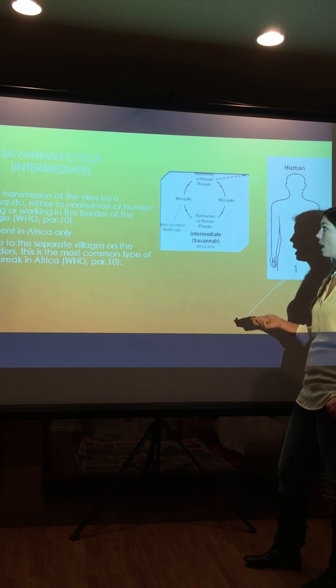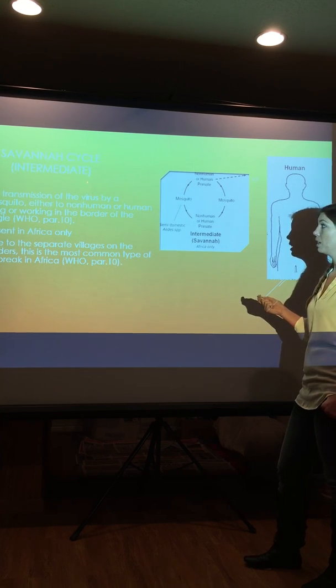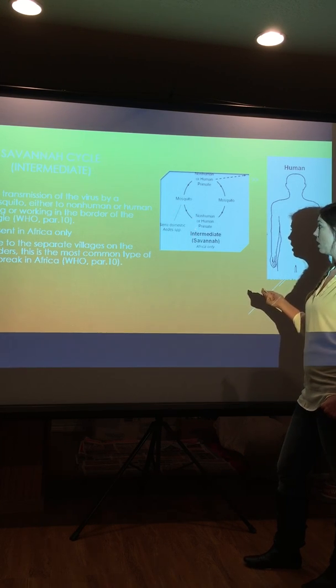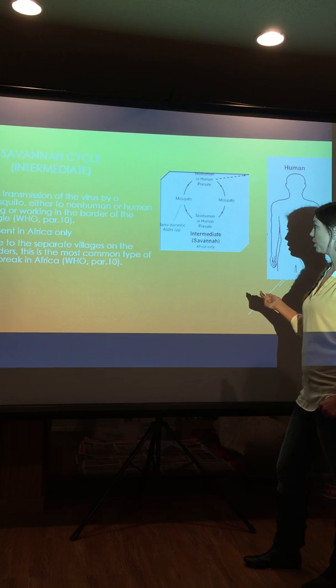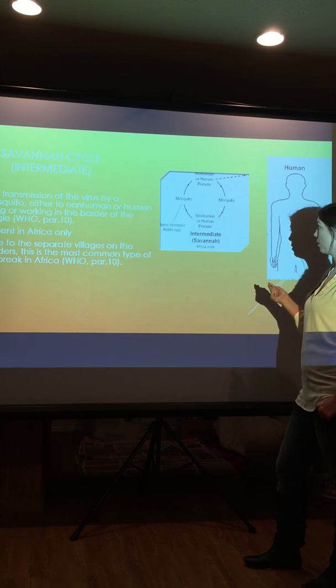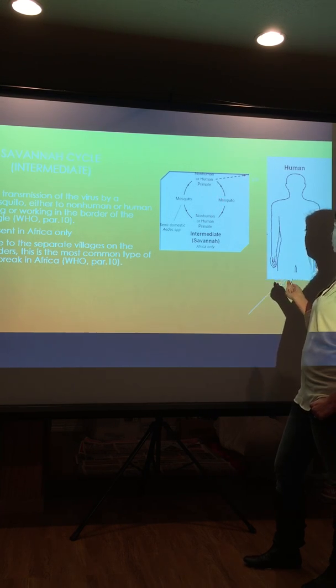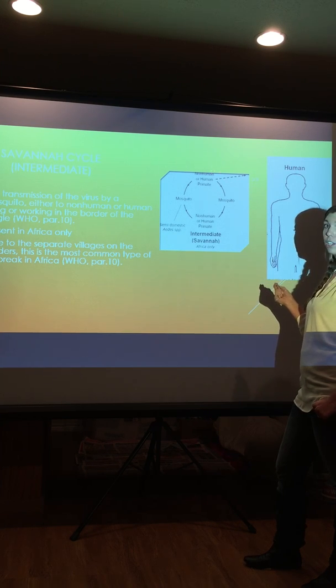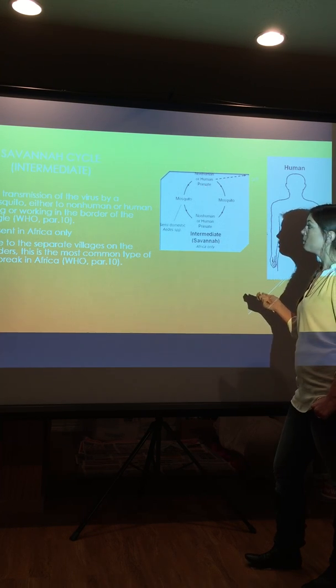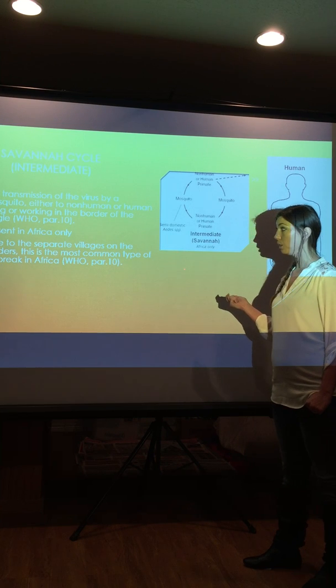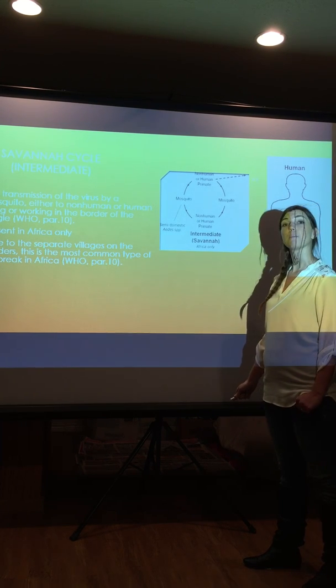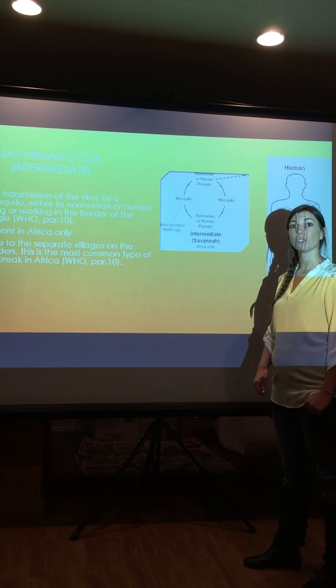Next is the savanna cycle, or the intermediate cycle. This is transmission of a virus by a mosquito, either to a non-human or human primate. Then that non-human or human primate is bitten by a mosquito. It is passed again either to a human or to another non-human primate. This is common in Africa only, and this is due to the separate villages around the borders of the jungle.